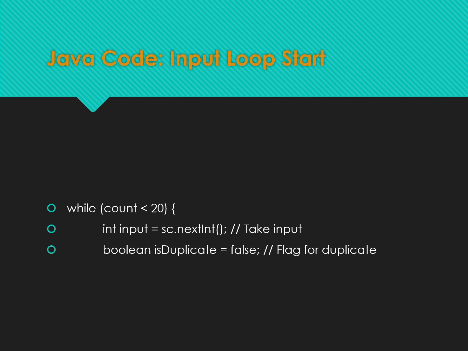This loop reads one number at a time using the Scanner. We use a temporary variable called input to store each number. A Boolean flag, isDuplicate, is initialized to false for each new entry.